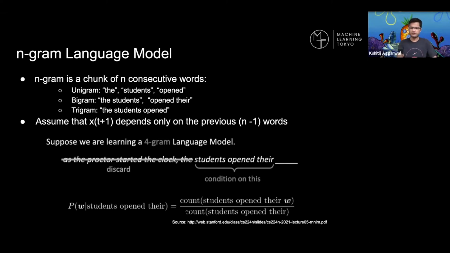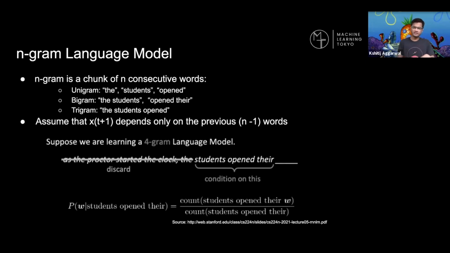The other way of writing it is that the probability of a particular word, given that we had "students opened their" as the preceding three words, would be given as the number of occurrences of this phrase, "students opened their" with a particular word, divided by the total number of occurrences of "students opened their".